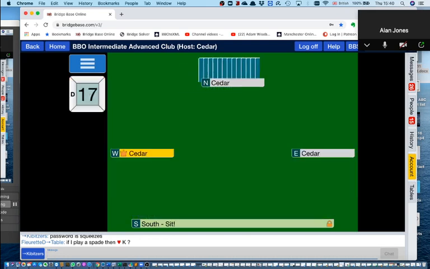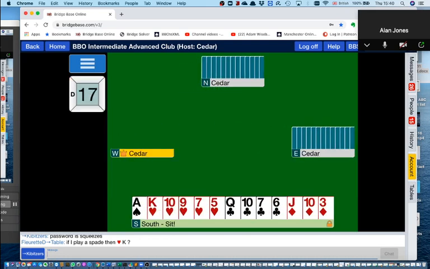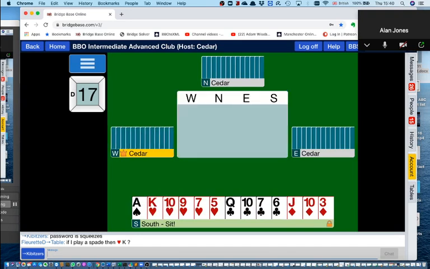Right, here's the last deal, come to the table. I put it in because it's a squeeze I have played in my life. There are some squeezes I know about that I've never ever played because they're so rare.